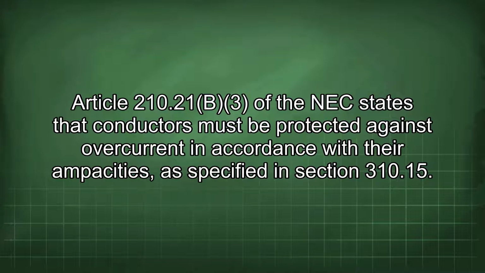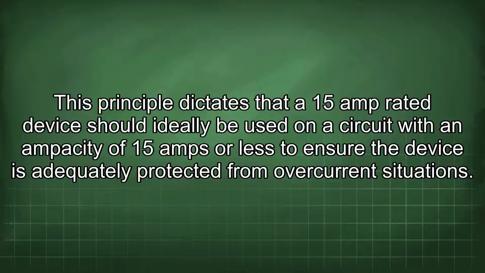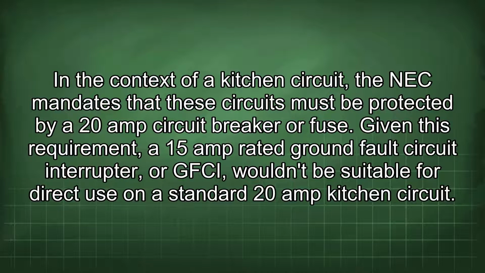section 310.15. This principle dictates that a 15 amp rated device should ideally be used on a circuit with an ampacity of 15 amps or less to ensure the device is adequately protected from overcurrent situations. In the context of a kitchen circuit, the NEC mandates that these circuits must be protected by a 20 amp circuit breaker or fuse. Given this requirement, a 15 amp rated ground fault circuit interrupter, or GFCI, wouldn't be suitable for direct use on a standard 20 amp kitchen circuit.